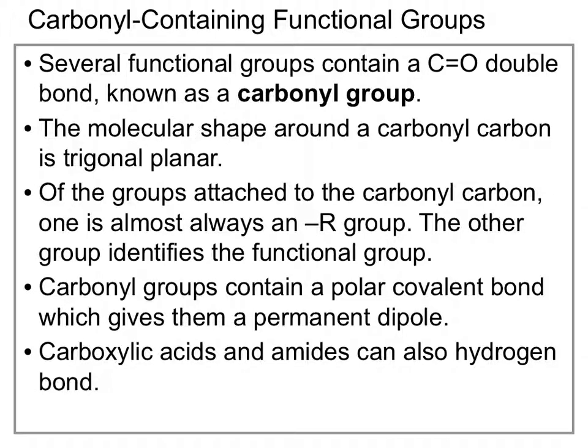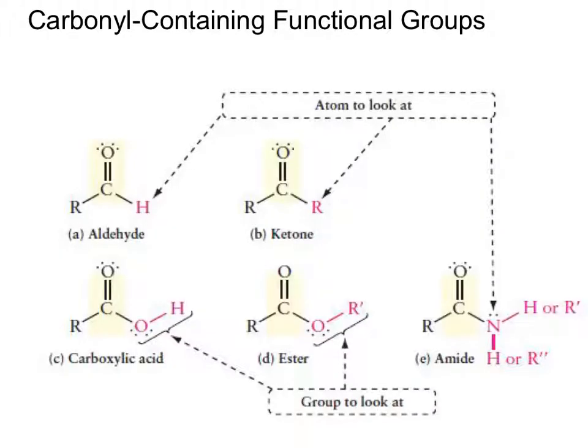group, some other carbon group, and the other group attached to that carbon identifies what type of functional group it is. And so let's take a look at those different types. In the first type, we have, as in all of them, some sort of R group, and so this group could be anything in any of these molecules. But the other group attached to that carbonyl carbon is a hydrogen. This type of compound is known as an aldehyde.